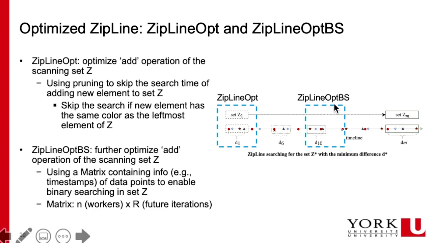Here's an example of ZipLineOptBS. When we want to add this blue diamond into this set, and this blue diamond in the existing set is somewhere between the last and the first element, that requires us to do an iterative search that costs O(n). With binary search, we can use the matrix information to locate the timestamp of this blue diamond dot. Then we can use binary search to find it.